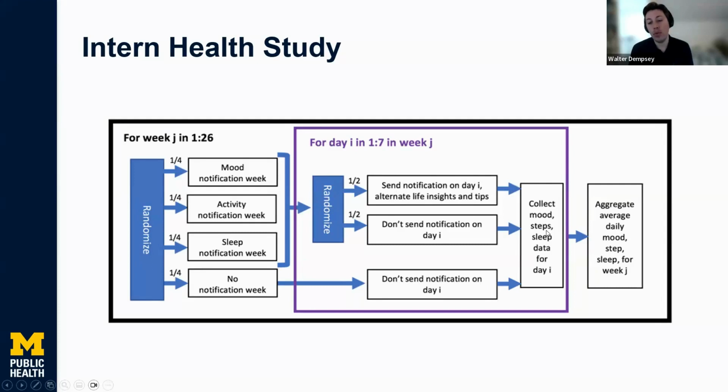And we were collecting mood, step, and sleep data over time, with the proximal outcome being an aggregate average daily mood, step, and sleep count each week. So we had 26 weeks. Every single week, every individual in the study was randomized to either receive a notification week or not. And if you were in a notification week, you had probability half of receiving a notification each day.